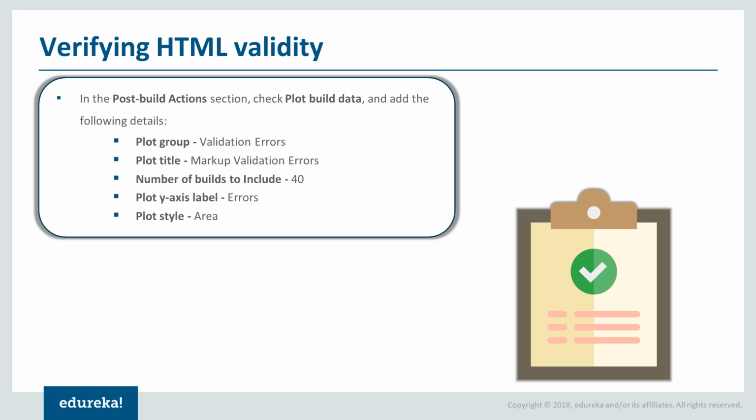data, and you need to add the details like plot graph, plot title, number of builds to be included. You just need to put a number there. Then what exactly you need to put in y-axis label and x-axis label. And then what kind of plot style you need to choose. So you can have different values there. You can choose area, you can choose histogram, and most of the standard charting techniques are actually supported there.